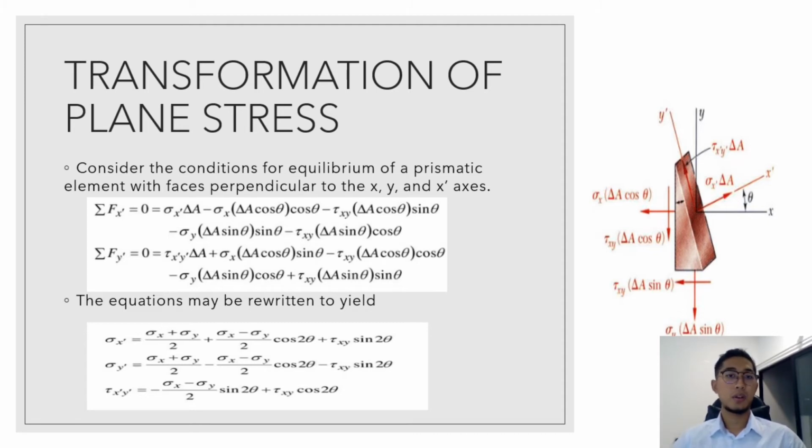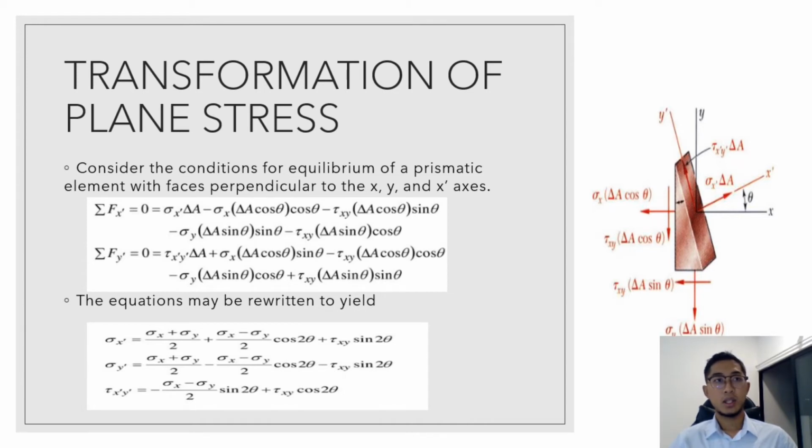Consider the condition for equilibrium of a prismatic element with faces perpendicular to the x, y, and x prime axes. So we look at this formula: summation of Fx prime equals 0, and is equal to sigma x delta A minus sigma x (delta A cos theta) cos theta minus tau xy (delta A cos theta) sin theta minus sigma y (delta A sin theta) sin theta minus tau xy (delta A sin theta) cos theta.